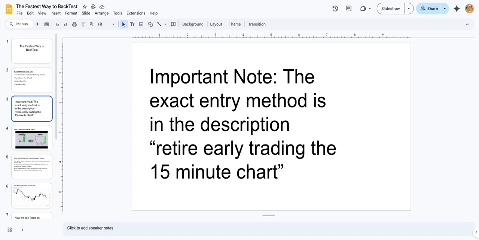Now, an important note here, though, is that the exact entry method that you can backtest using this indicator, if you don't know what it is, it's revealed in the description. There's a video called Retire Early Trading the 15-Minute Chart. That's the entry model that we're going to be using to backtest this strategy. So if you don't know what that is, then you're going to want to pause this video, look at that video, and then come back to this one, and then this one will make more sense. But if you're a regular subscriber and viewer of these videos, then that's good.